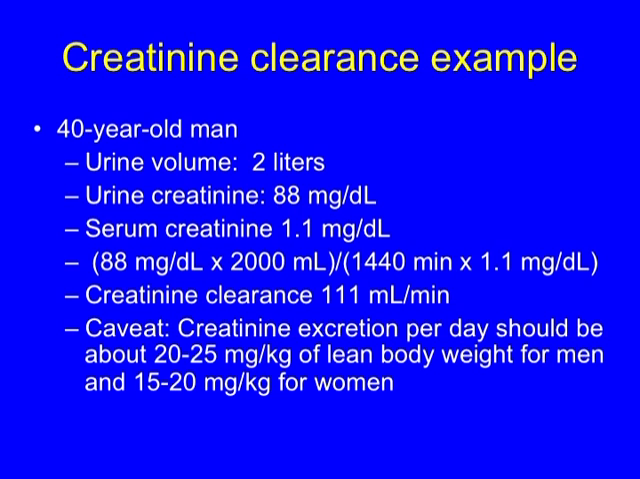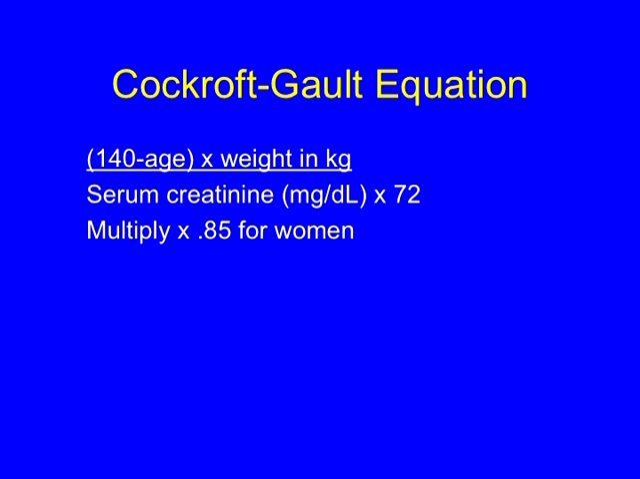So from a 24-hour urine, we know that the urine volume is 2 liters. Urine creatinine is 88 milligrams per deciliter, and the serum creatinine is 1.1. You plug it into the equation, and it comes out with a creatinine clearance of 111 mLs per minute. The caveat is that the creatinine excretion per day must be adequate: in men, about 20 to 25 milligrams per kilogram of lean body weight, and in women, 15 to 20 milligrams per kilogram.